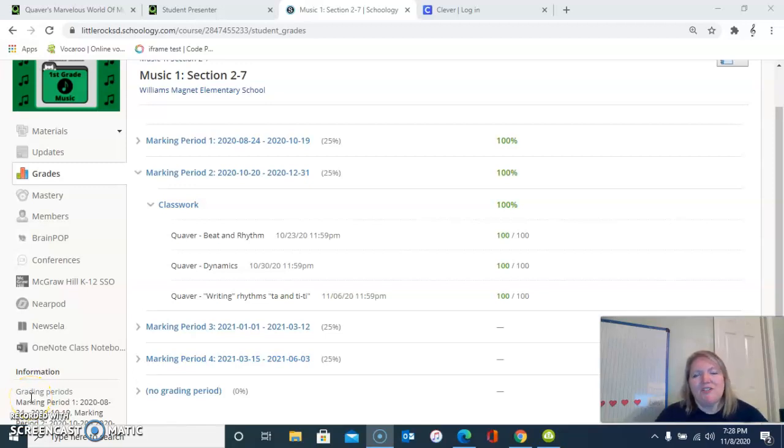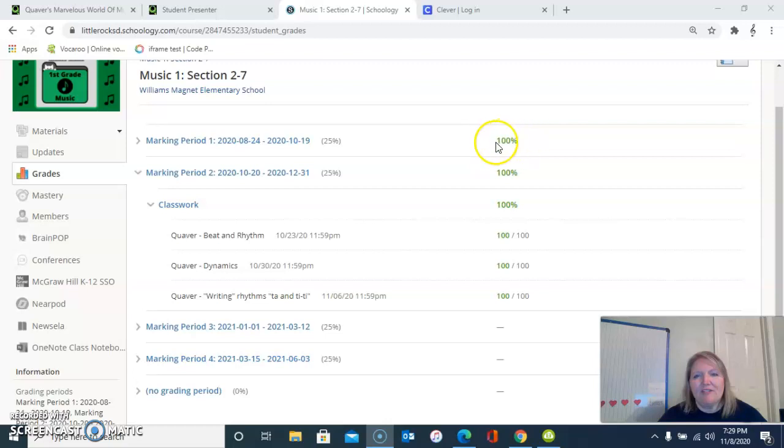All right, this is how you can check for grades for the second 9 weeks. So you're going to go inside your music course. This one happens to be a first grade course. But you'll go in your music course, and then along the left-hand column, you're going to click on the word grades.